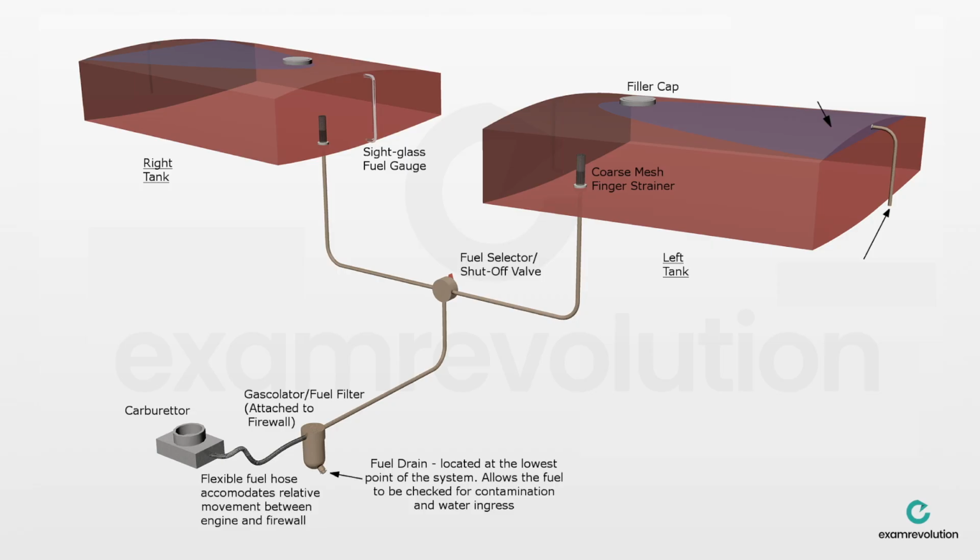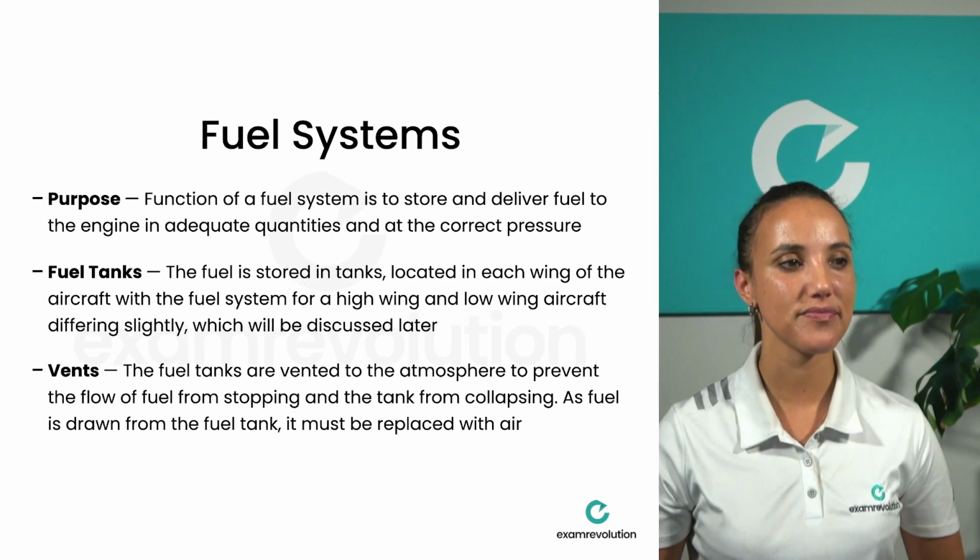This is just an example of what the fuel tanks would look like inside the wing, and you can see that each tank has a filler cap that obviously can be filled with fuel. Then from the fuel tanks you'll have two fuel lines going to a central point usually, and that goes to a fuel selector valve, and then from the fuel selector valve you have a single fuel line going to the carburetor, which supplies the engine with its fuel.